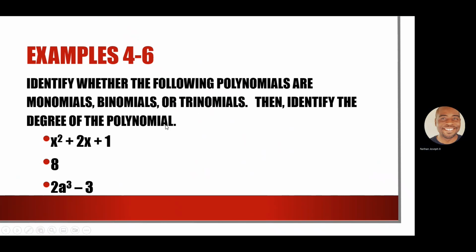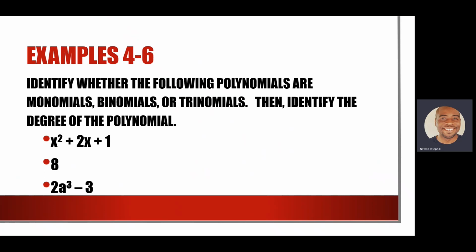All right, looking at example 5, we can see that that is a monomial because there's one term present in the expression. Now, what is the degree of the polynomial? The degree of the polynomial is 0. 8 is an example of a constant. Constants always have the degree of 0 because there is no variable present.